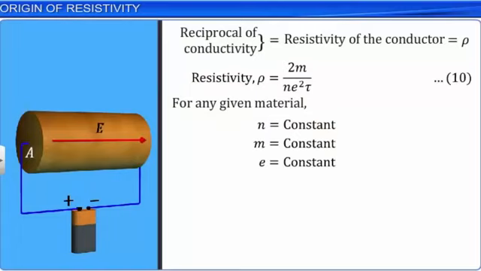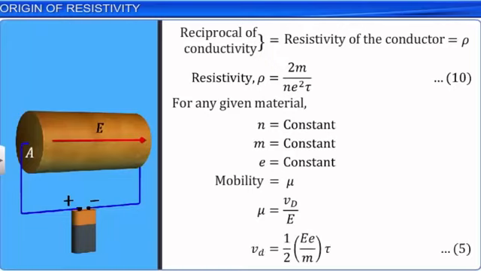Similar to resistivity, another important property of conductors is mobility. Mobility is denoted by mu and is defined as the magnitude of drift velocity per unit electric field. Thus, mu is equal to Vd by E. Substituting the value of Vd from equation 5 and simplifying, we get mu equal to e tau by m. Its unit in the SI system is meter square per volt second.